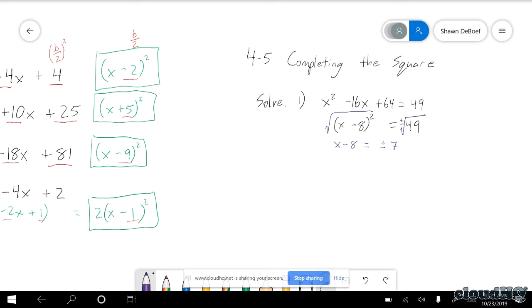I'm trying to get x by itself, so I'm going to have to add 8, but notice there's two things on the right side. There's a -7 and a +7. So we may want to break it apart into two equations. So when x minus 8 is equal to 7, you'd add 8 to both sides to get 15. Over here, you add 8 to both sides, and you get 1.